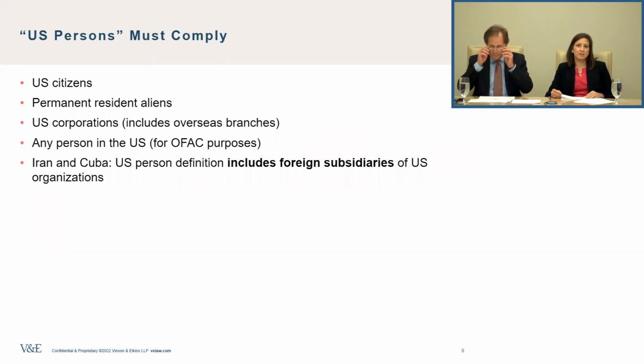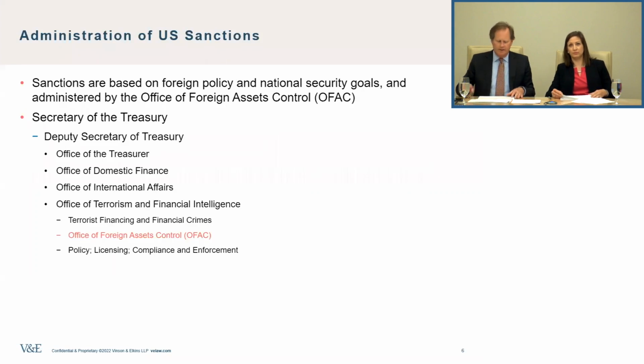So as Dave said, sanctions work by restricting the activities of U.S. persons, who are the ones who must comply. U.S. persons include all U.S. citizens, permanent resident aliens, green card holders, and certain other protected individuals such as asylees or certain refugees; U.S. corporations, including their overseas branches; and any person physically located in the United States at the time of their actions. For some sanctions programs, U.S. persons also include foreign subsidiaries of U.S. companies.